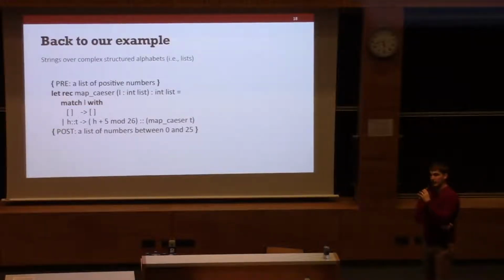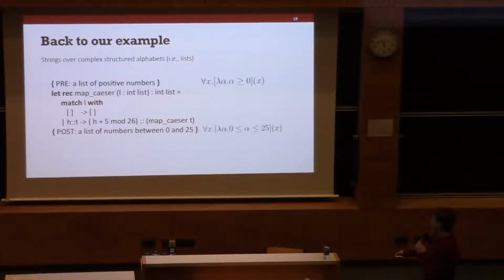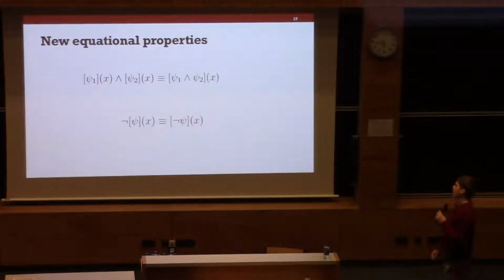So back to our example. How do we express these predicates in our logic? Well, it's very easy. The first one says that for every position, the content of the position is a positive number. And we have this predicate here denoting the concept of being a positive number. And similarly here, we have the numbers between 0 and 25. So this is the only change. That's it. Change the logic.